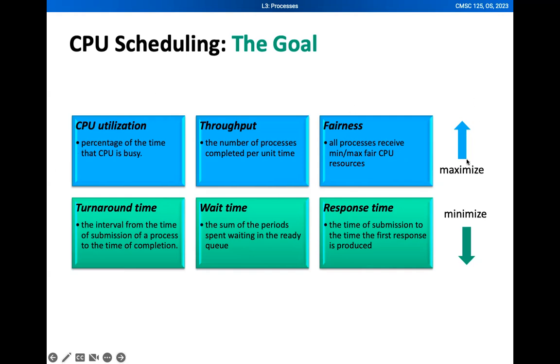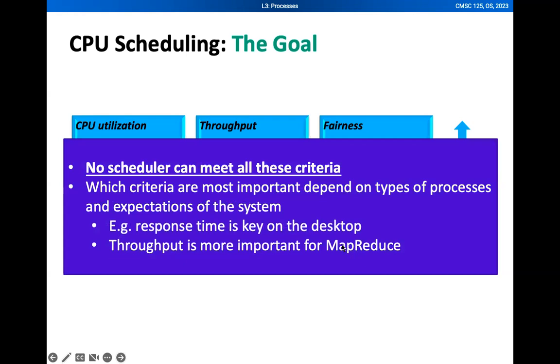Just to review or summarize, we want to maximize the utilization, the throughput, as well as the fairness, and to minimize the turnaround time, the waiting time, as well as the response time. In reality, there is no scheduler, no specific algorithm that would meet all of these criteria. Which criteria are most important will depend on the types of processes and expectations of the system. For example, response time is key on the desktop, or in any application.